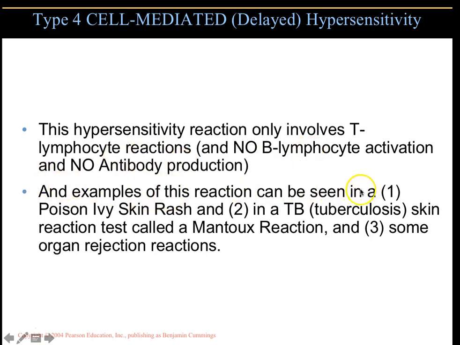Examples of this can be seen. Now, there are going to be 3 of them. Poison ivy skin rash, that's the one I'm going to go into more detail, because those are the ones that will be more prevalent. Another one, though, is, I'm sure that everybody had to be tested to see if they had an active case of, or even an inactive case of tuberculosis. In other words, were you exposed? And so it's a very simple skin test. It's called the Mantoux test, or the Mantoux reaction.